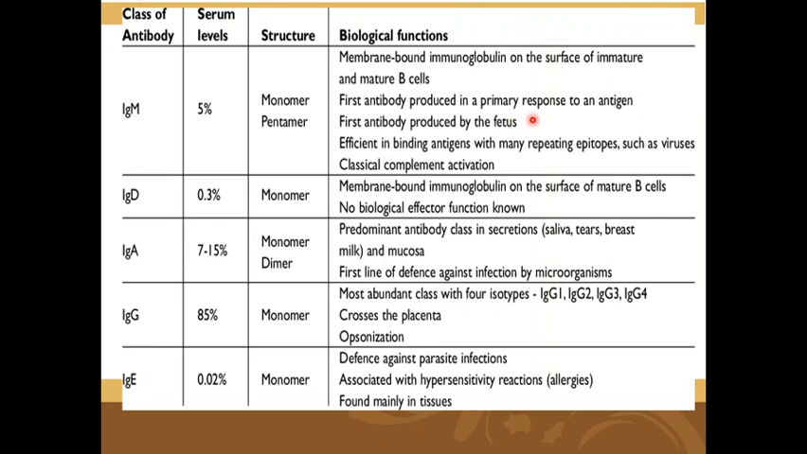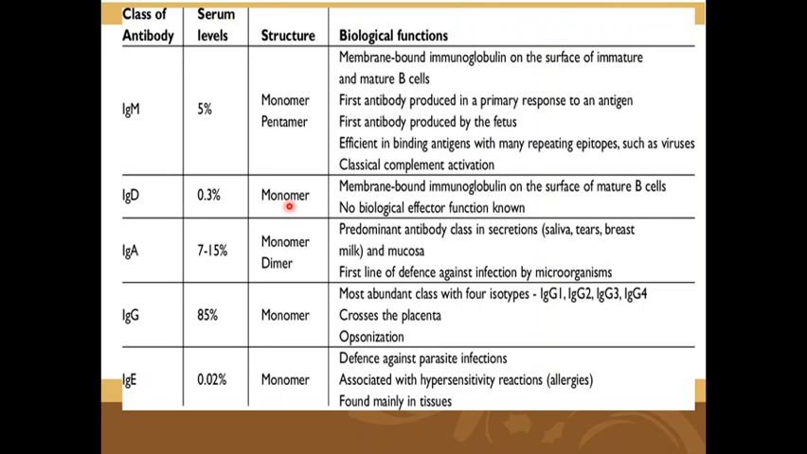First antibody which is produced in response to an antigen. First antibody produced by the fetus, efficient in binding antigen in many repeating viruses and others, and they carry out a complement activation. I have shown you what is complement activation, how it takes place, what is the importance of this. You can revise your previous lecture.